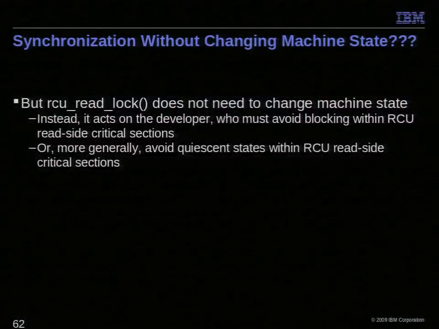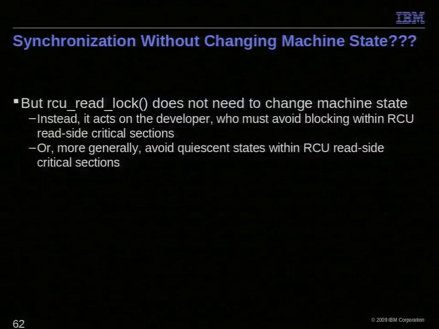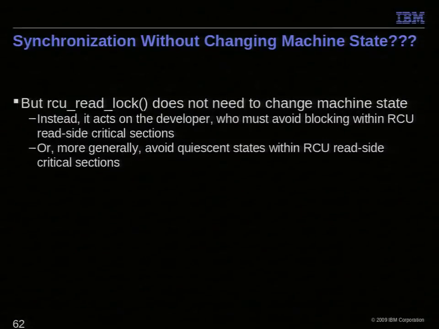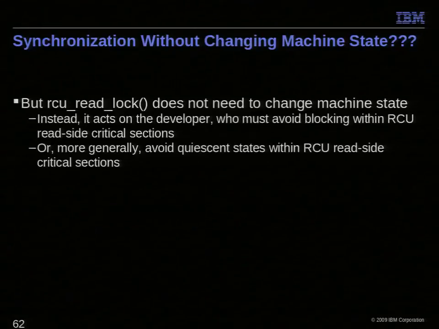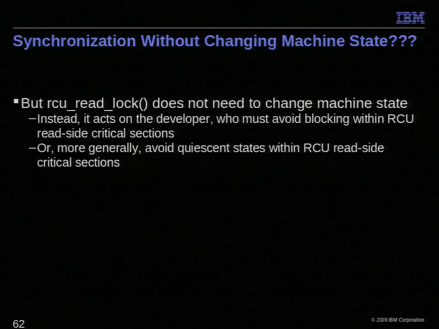Okay. So we went back earlier. I was suggesting that somebody might consider this impossible because rcu_read_lock doesn't affect the machine state. But the fact is it doesn't have to. It's not acting on the machine state, it's acting on the developer, on the guy programming it. The guy programming it is responsible for following the rule that you don't do context switches inside RCU read-side critical sections. And that action on the developer is what makes it work.